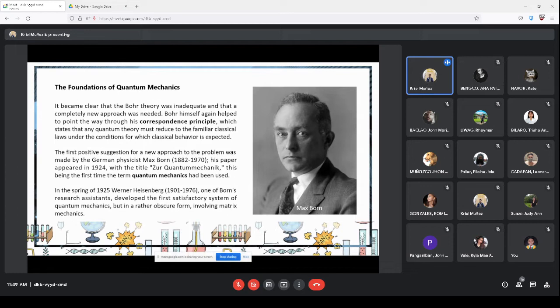So for this one, in the spring of 1925, Werner Heisenberg developed the first satisfactory system of quantum mechanics, at ang ginamit niya for this one is matrix. So it involves matrix mechanics na during that time, walang kalam-alam si Heisenberg na meron ng studies regarding sa matrix mechanics.